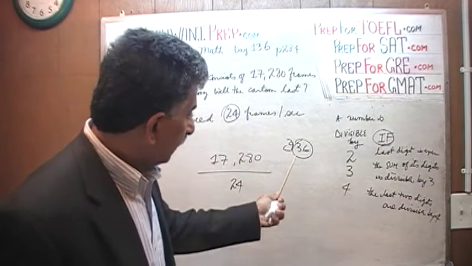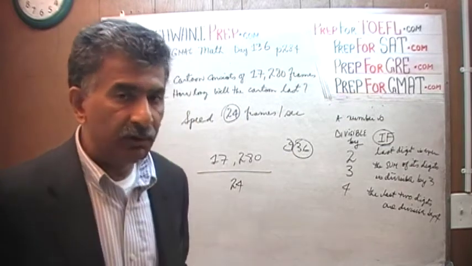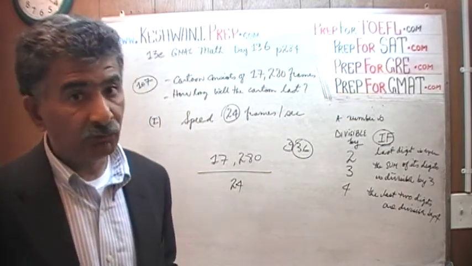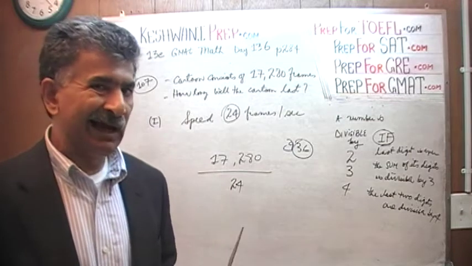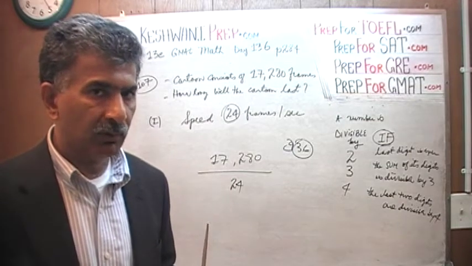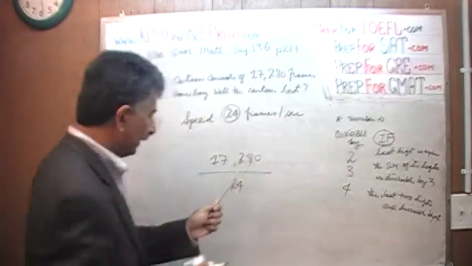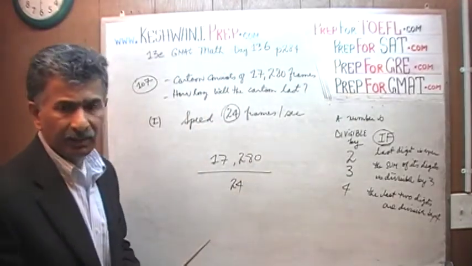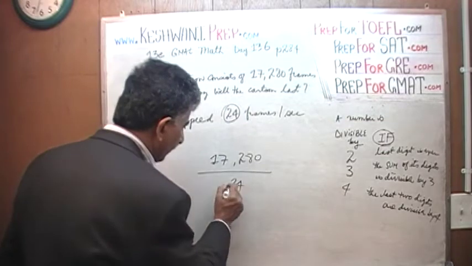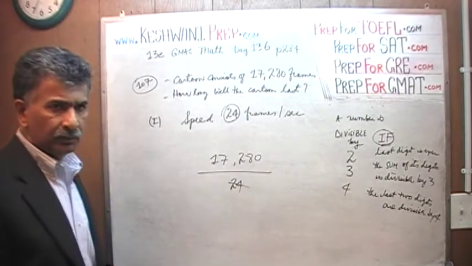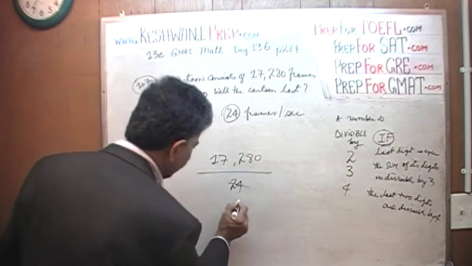The question is, what about the last two digits? Those are the only two digits we have to worry about. As long as the last two digits of a number are divisible by 4, the number is divisible by 4. So that's what I'm going to do here. I see 80 here. Of course you can divide 80 by 4. So let's divide top and bottom by 4. How many 4s in 24? 24 has 6 4s.